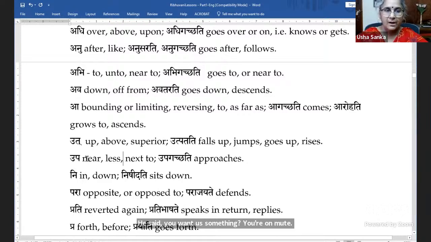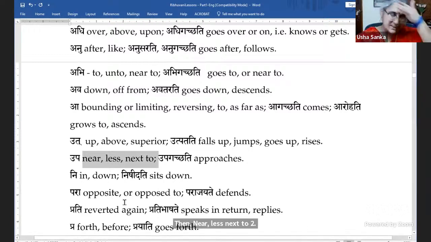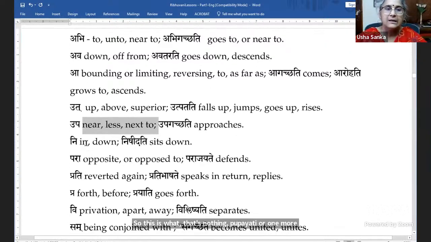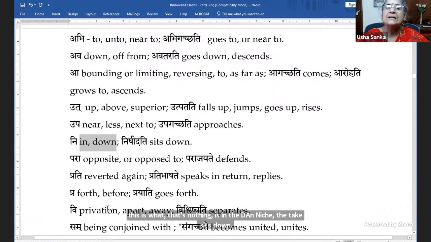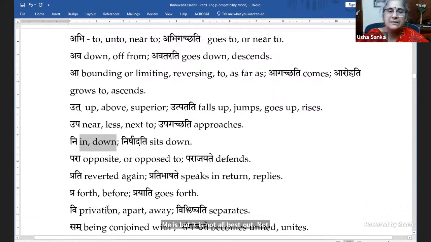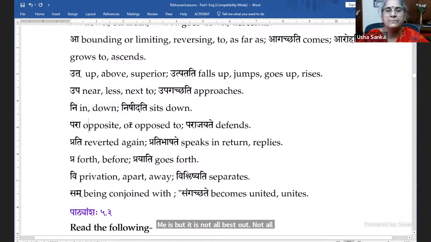Okay. Then upa, near, less, next to. So this is what upagachati, upayati. Oh, one more concept is there. I'll finish it off and tell you that. Then ni is in, down. Nishidati, sits down. Ni is, but it is not always down. Not always. Tentatively, as I told you, there might be some meaning changes also.